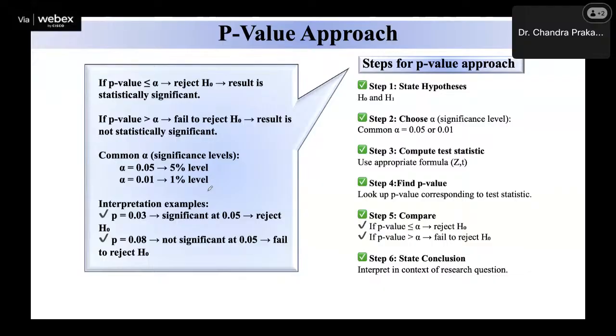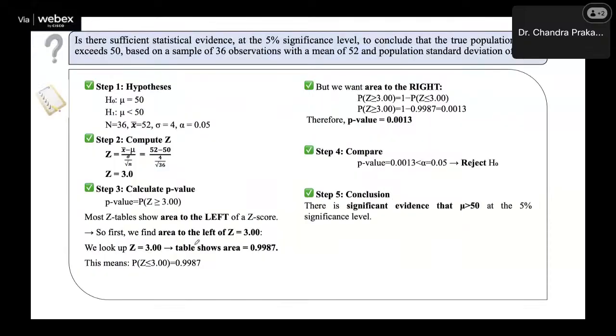So how do we interpret it? As I told you, the p-value is 0.03 and the significance level is 0.05. We will reject the null hypothesis if the p-value is below the significance level, and otherwise we are not able to reject it. So let's take one more example.